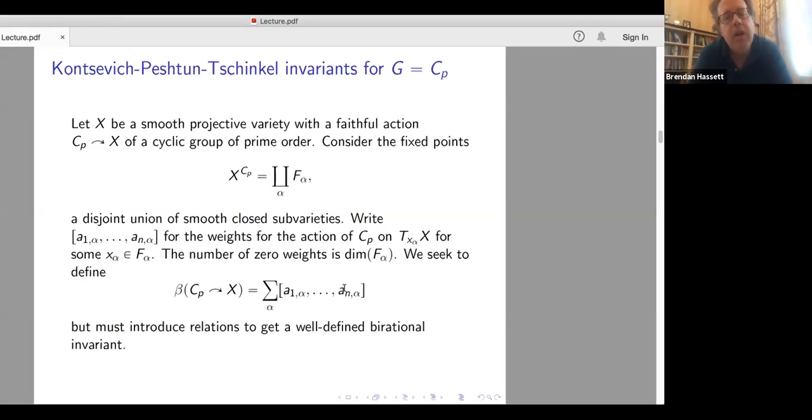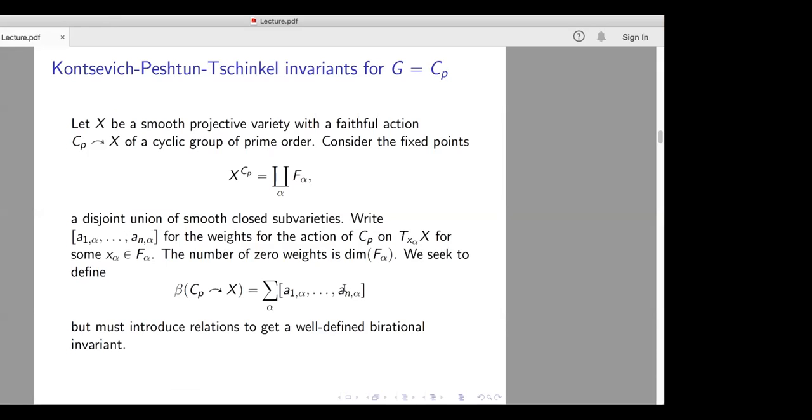And so I'm going to talk in subsequent slides about how to actually get an invariant, but I at least wanted to show you how to compute the quantity to get started.